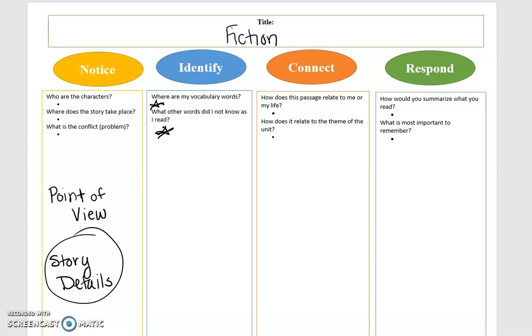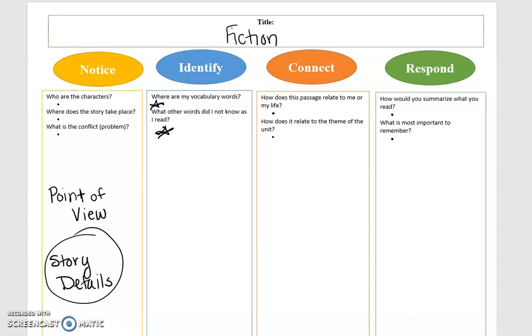So how does this text relate to me or my life? How is this something that can stand out to me? How is it something that I can think of or see in my daily life? And then how does it relate to the theme of the unit? Every unit has a theme. There's a reason that we're reading everything we are. For those of us at CCA, we have what's called an essential question as we go through every unit. How does the passage relate to that essential question?